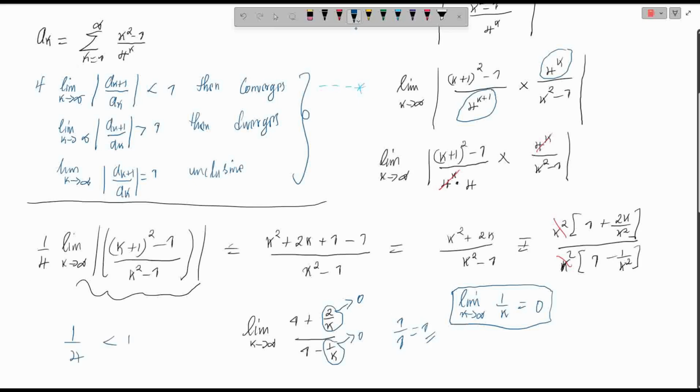And this is less than 1. Then we can conclude that it converges. So that's the solution.